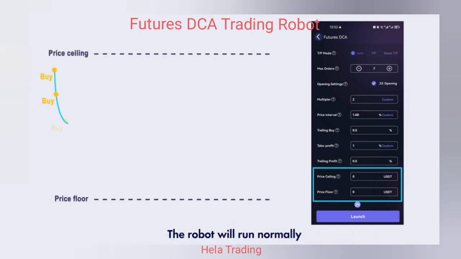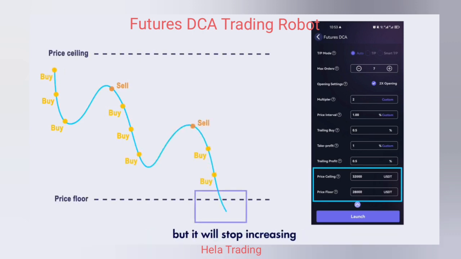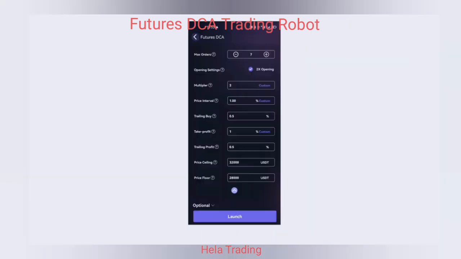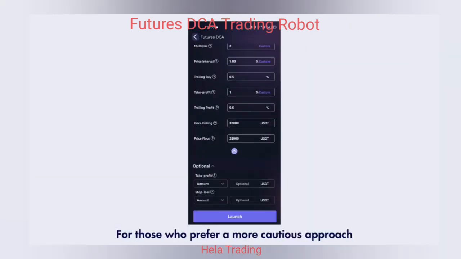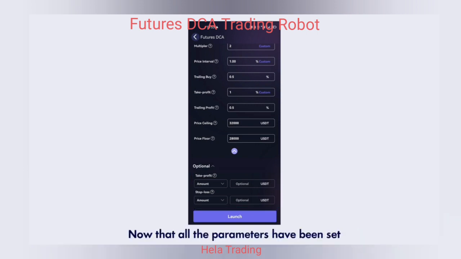The robot will run normally when the price fluctuates within the price ceiling and price floor, but it will stop increasing positions beyond this range. However, if it reaches the take profit, it will still close the position. It will only resume increasing positions when the market reverses and retraces back into the range or if you manually adjust the price. For those who prefer a more cautious approach, you have the option to set stop loss and take profit to implement rigorous risk management. Now that all the parameters have been set, click Launch to set it to work.